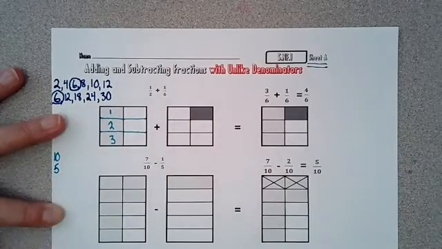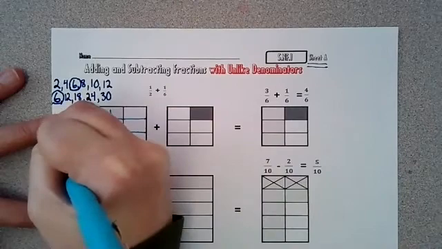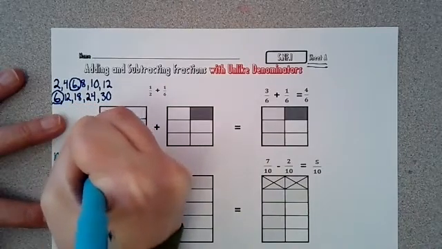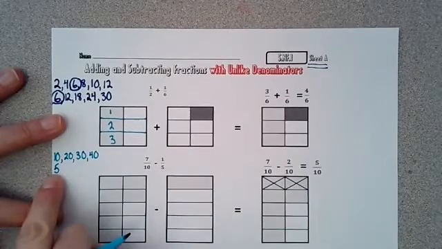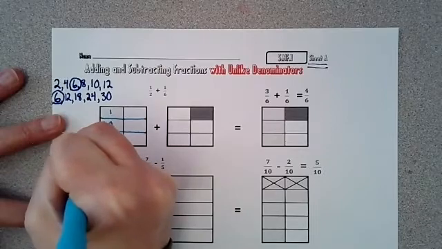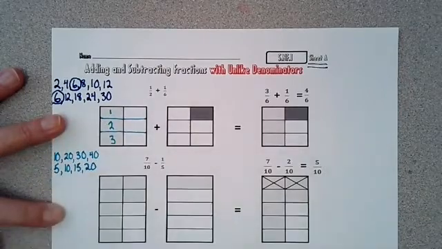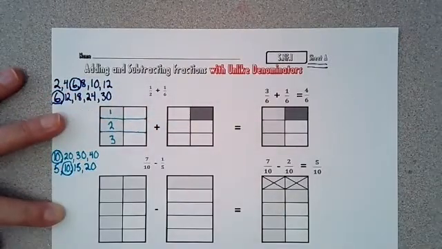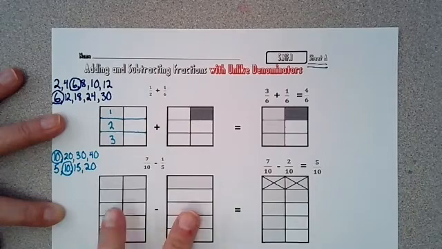And just list out the multiples. So this is 10, 20, 30, 40. All right, you can stop there. Now list out the multiples of 5. 5, 10, 15, 20. Okay, what is the smallest number that appears in both lists? It is 10. Okay, so we're going to create a denominator of 10 for both of these.